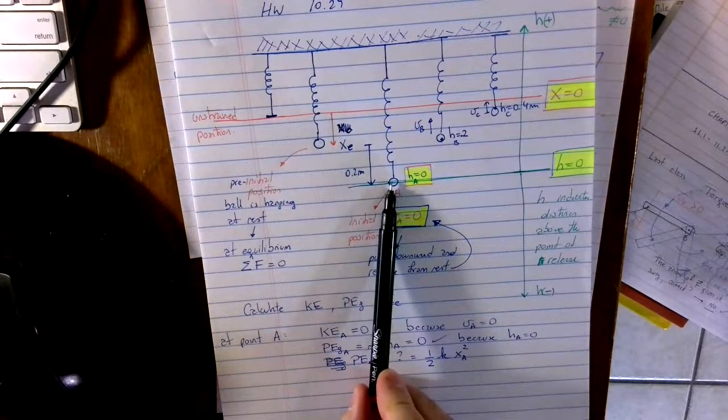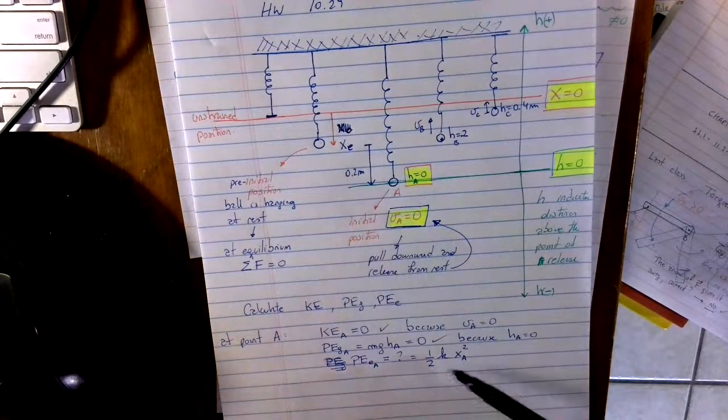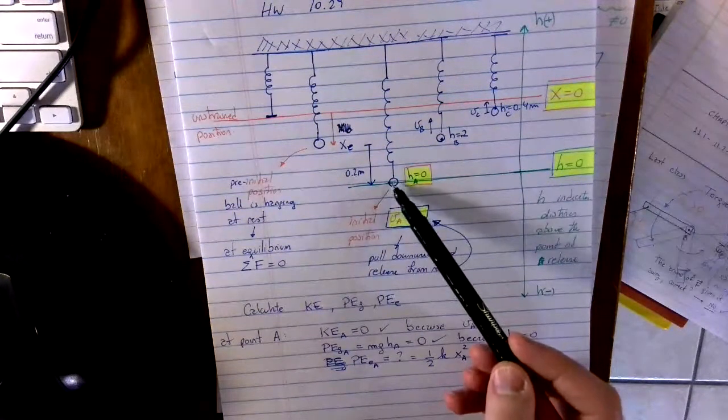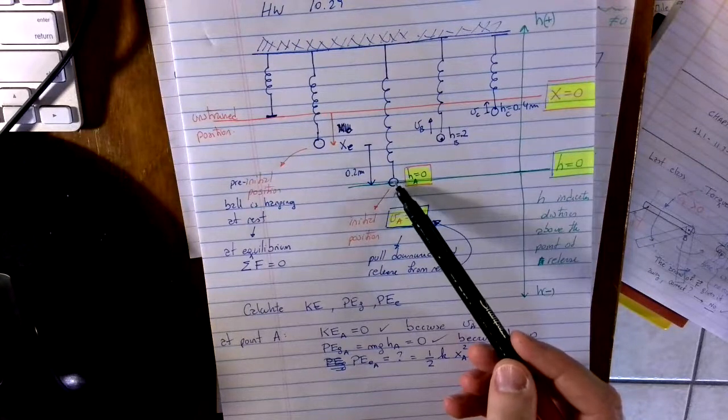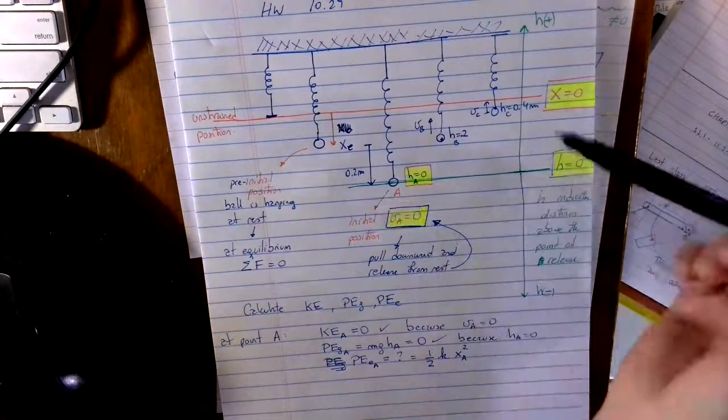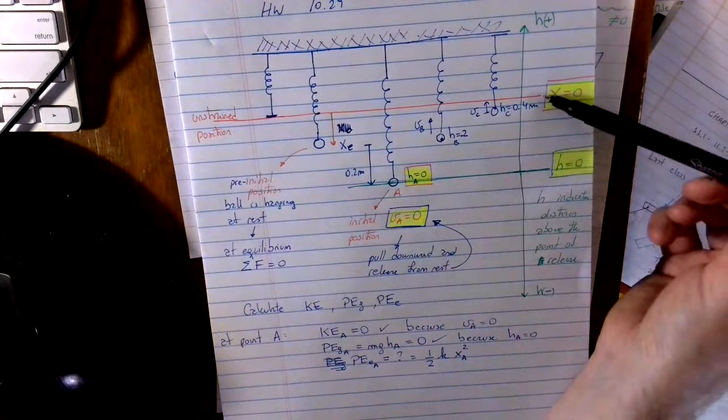The majority of people are saying that XA is 0, and this cannot be. It's not 0. Definitely it's not 0, because the position here in the coordinate system of H is 0, but not in the coordinate system of X.